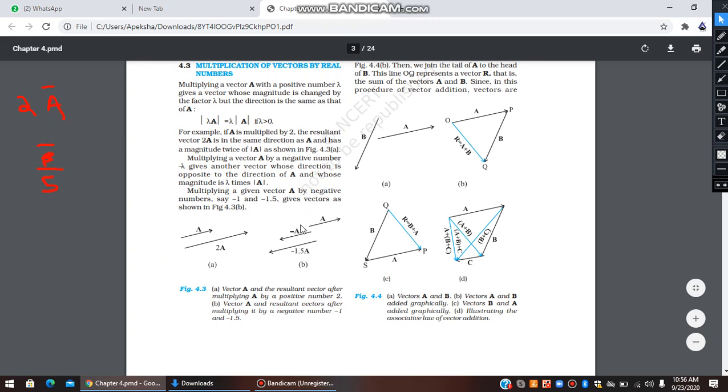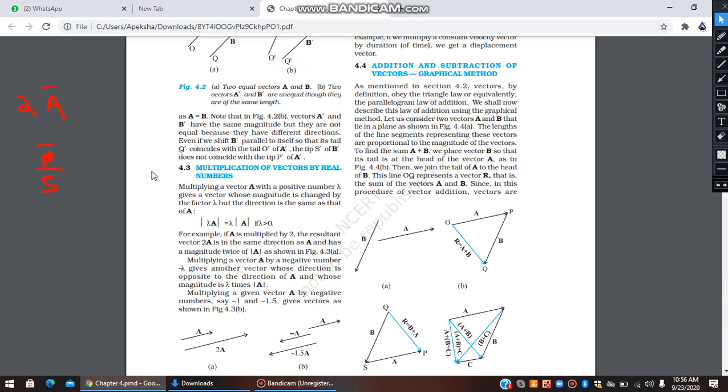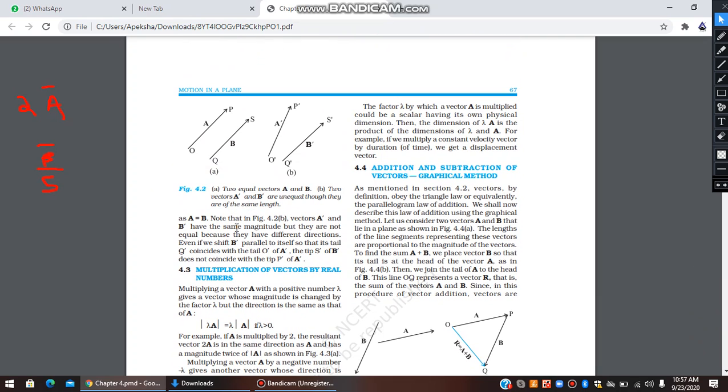But when we multiply it with a negative number, the direction also changes. So if a is multiplied by -1, we get minus a bar. And if it is multiplied by minus 1.5, the direction also changes and the magnitude is multiplied by 1.5 times. So whenever we have a scalar multiplication with a vector, we see what exactly has happened. The diagram, I guess, is very self-explanatory in this case. So I guess this point is clear.